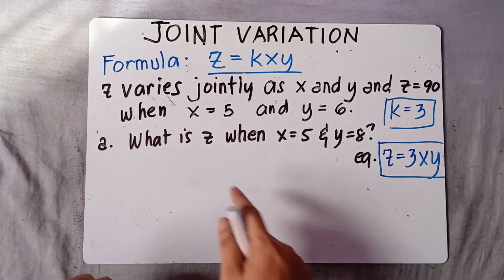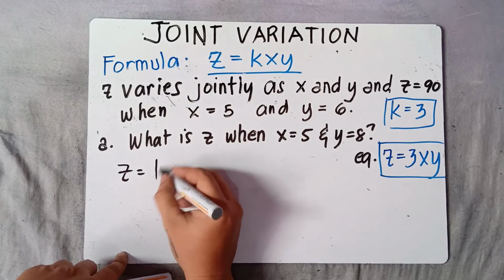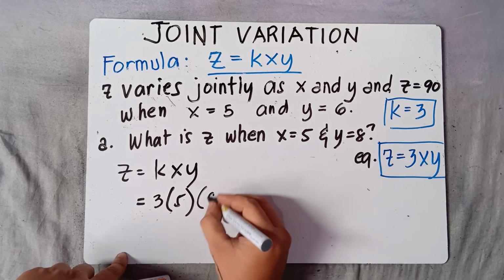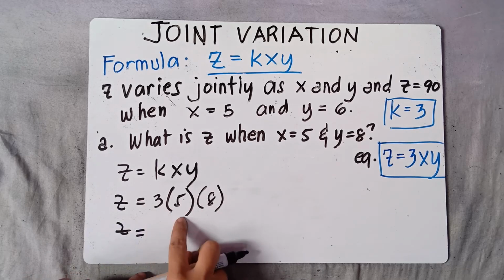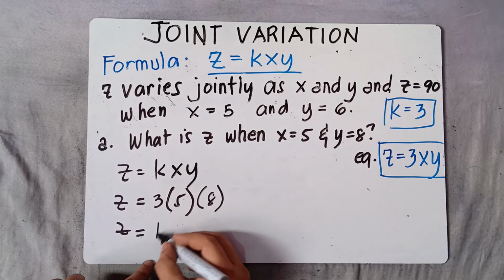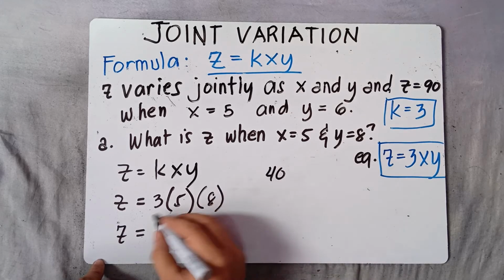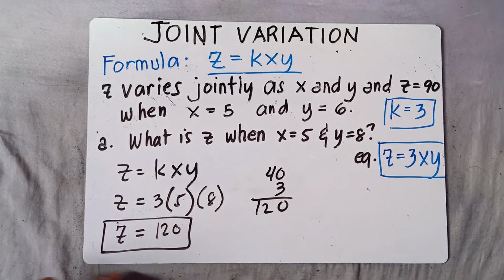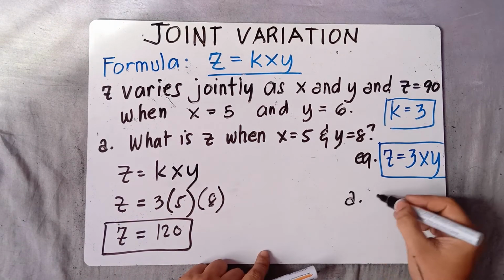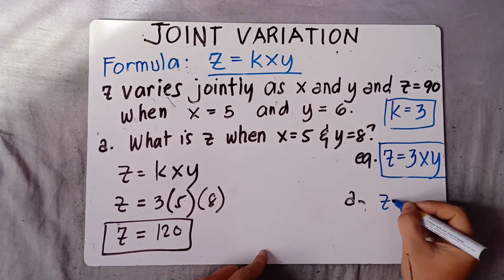Alright, so let's solve for A. Substitute the value of k, which is 3. So z varies jointly as x and y, so z equals kxy. Since we have our k, which is 3, times x is 5 and y is 8, z equals 3 times 5 is 15 times 8, or you can multiply 5 and 8 first, so that would be 40 times 3 is 120. It's easy to multiply 5 and 8 first. So our z is 120. For question A, z equals 120.